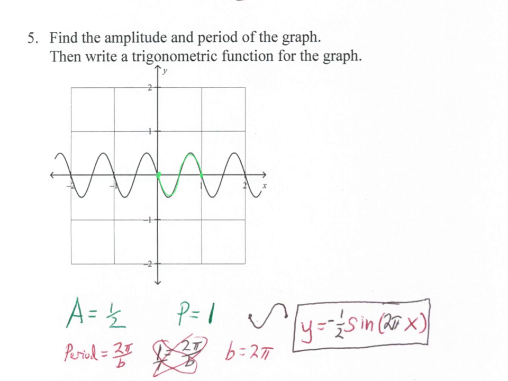The a, again, was up 1/2, down 1/2, and it's negative because it's upside down, and it's sine because it starts at the midline. Now, if it started here and went down to here, it'd be a cosine. But this is a sine.